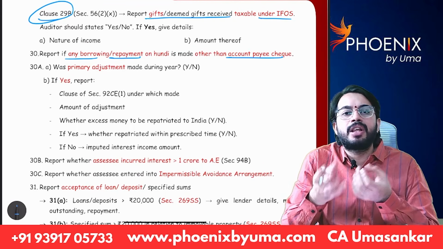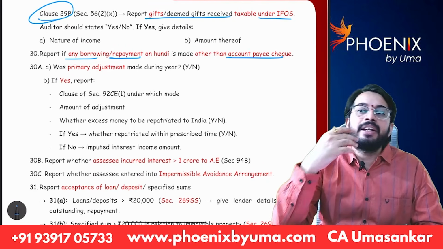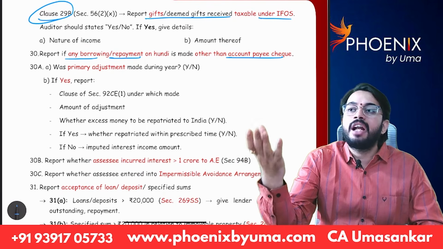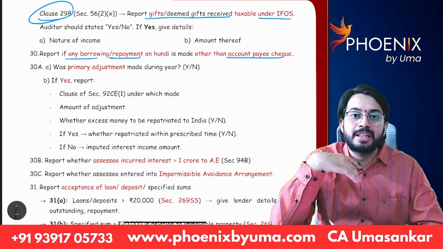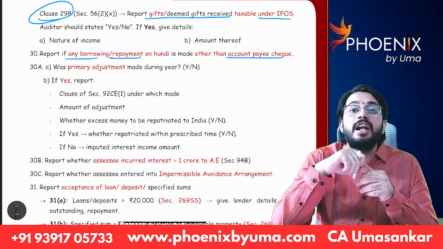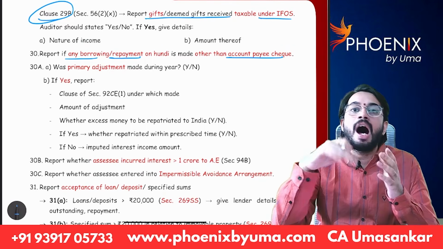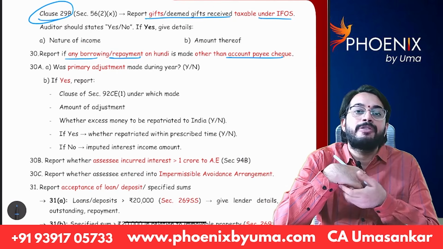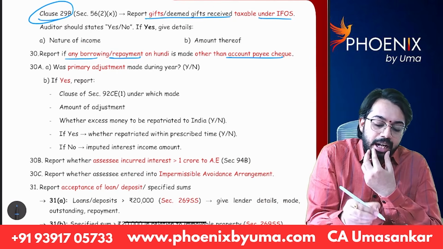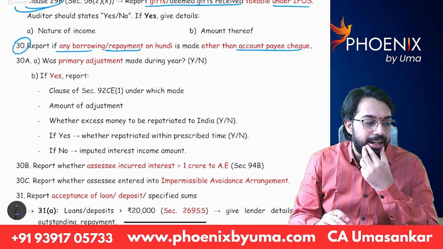So using an unauthorized note, if I give money to any person or if I have taken any money from another person, that amount will be treated as undisclosed income and on that 78% tax is applicable. So is there any money taken on the basis of hundi or not? That information is required to be given in clause 30.